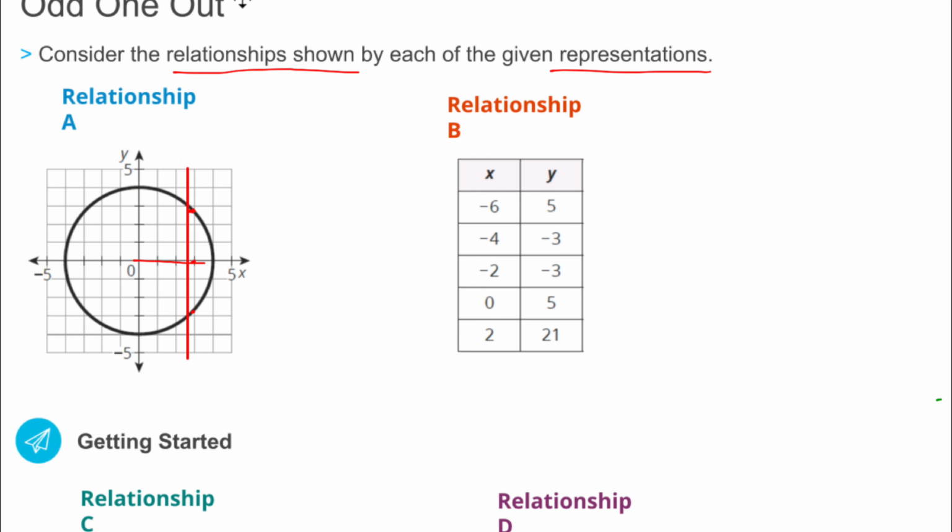Now let's look at graph B right here. I'm just going to do a little sketch because we have a table. Here we go: -6, 5, that's up here. I'm going to do a rough sketch, right? So -4, -3, that might be right here. And -2, -3, maybe that's right here. 0, 5 is up here. And then 2, 21. Wow, that would be way up here.